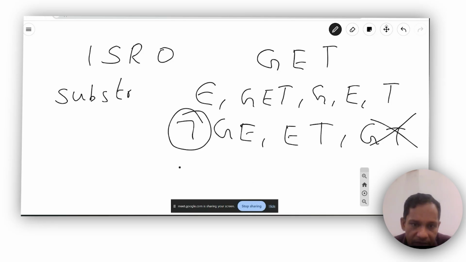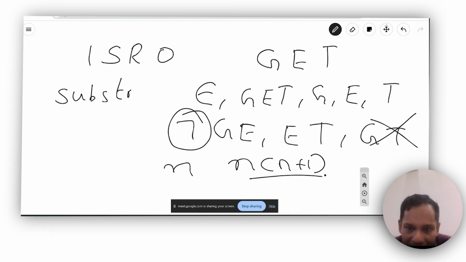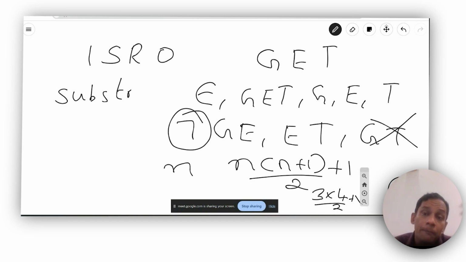The formula is, if the string is of length n, then n into n plus 1 by 2, plus 1 substrings will be generated. Here the length n is 3, so n plus 1 is 4. 3 into 4 by 2 plus 1, so 7 substrings are generated. And how many proper substrings? A proper substring means the string itself is not taken. Every string is a substring of itself, but it does not come under proper substring. So GET doesn't come under proper substring.